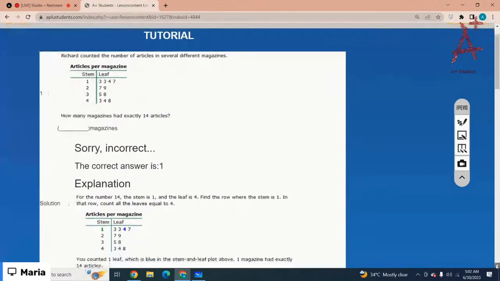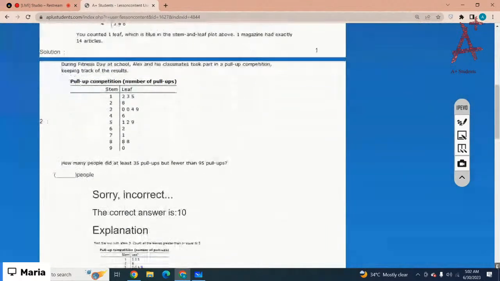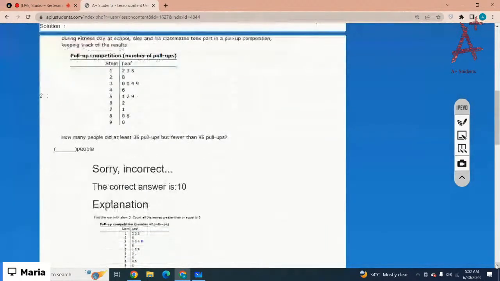Let's just start with the other one. Okay, during fitness day at school, Alex and his classmates took part in a pull-up competition, keeping track of the results. How many students did at least 35 pull-ups, but fewer than 95 pull-ups? So you have to count the people who did pull-ups from 35 until 95. Got it? So count all the stems and leaves that make 35 until 95. Got it?